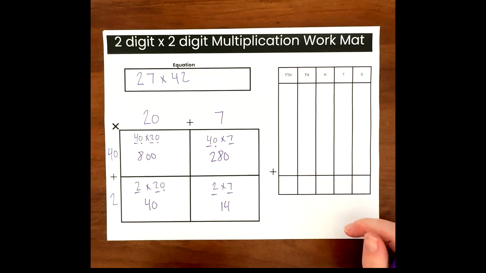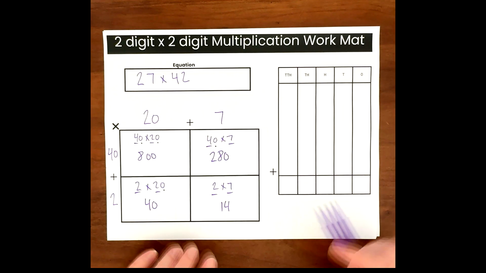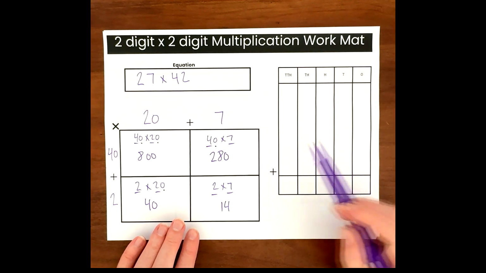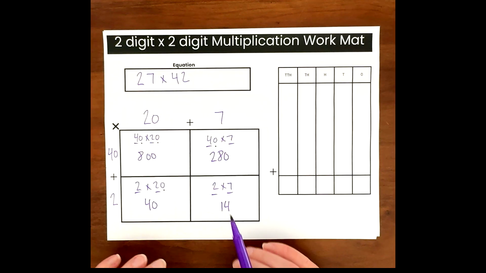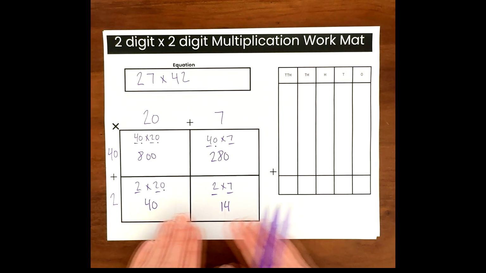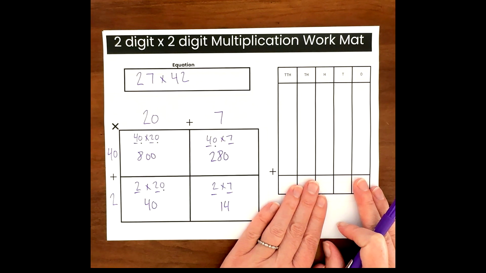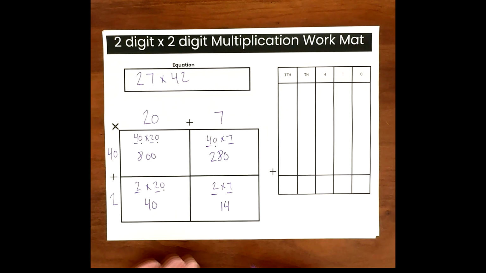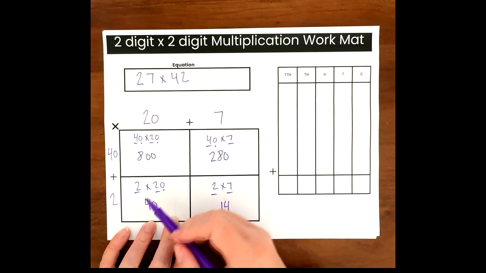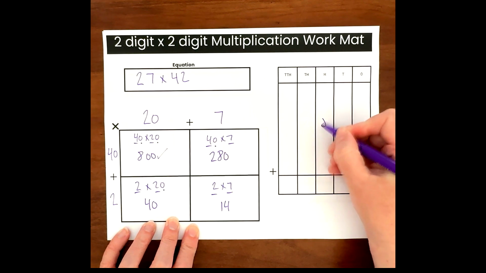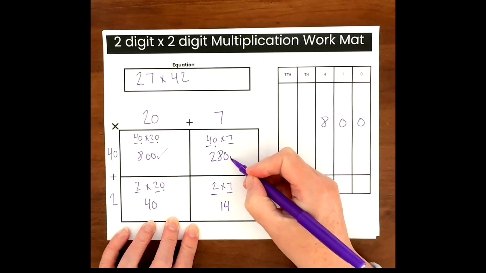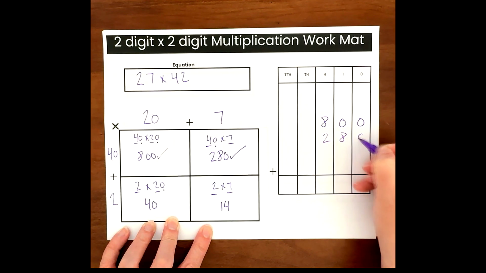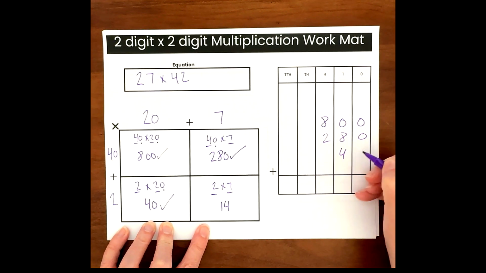I will note that I typically will have the kids check off as they write it that it's actually over here, because I have had students that have forgotten to move all of their partial products over into the place value chart, which means they got their answer wrong because they missed one of their partial products. So let me model that. So 800, I'm writing that now, check. 280, brought it over, 40, and 14.